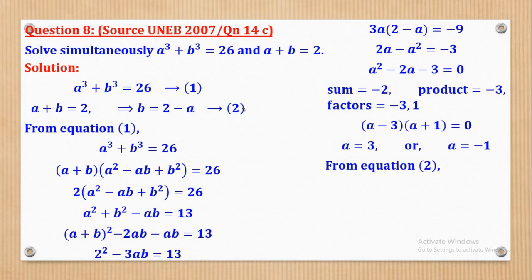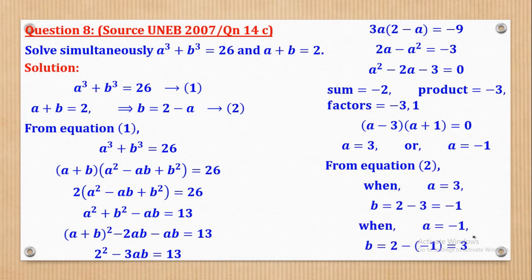Now from equation 2, when I've got a, I can get the value of b. So when a is equal to 3, b will be equal to negative 1. And when a is equal to negative 1, b will be equal to 3.